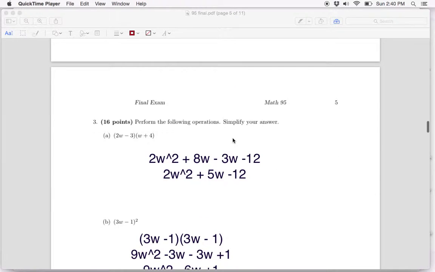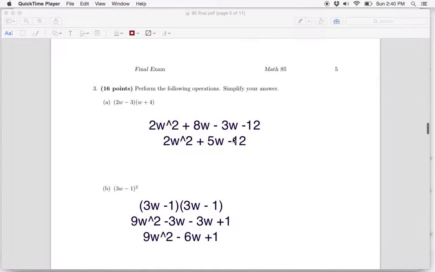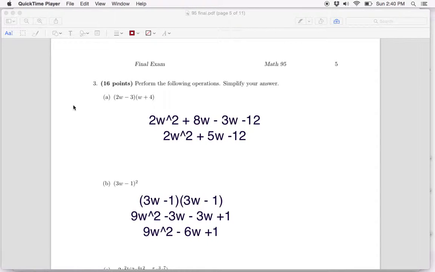Alright, on number 3, multiplying, I like to write it out as a box. Like I might put this on top, and then down the side I put w plus 4, and that means I'm going to have 4 boxes. 1, 2, 3, 4, and then after that I just combine like terms. This thing here just means raised to the power of 2. So that's pretty straightforward. You're multiplying each term in the first by the term in the second.